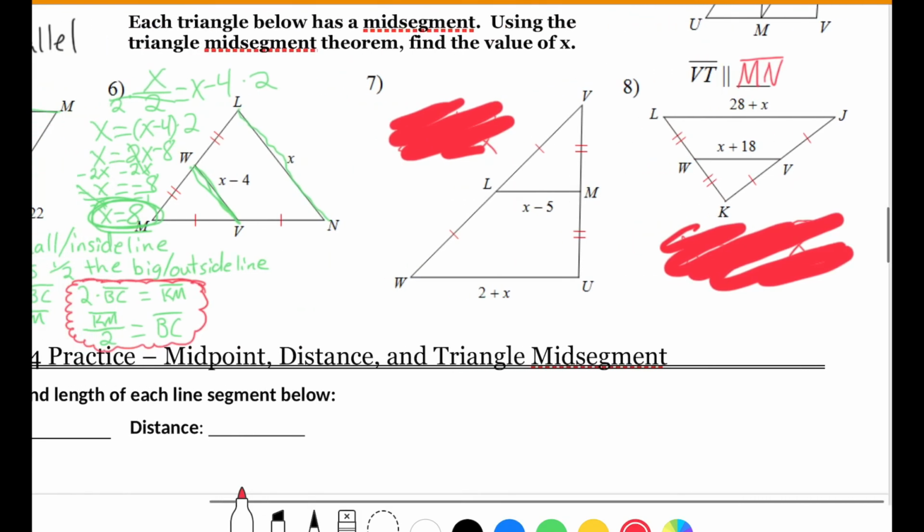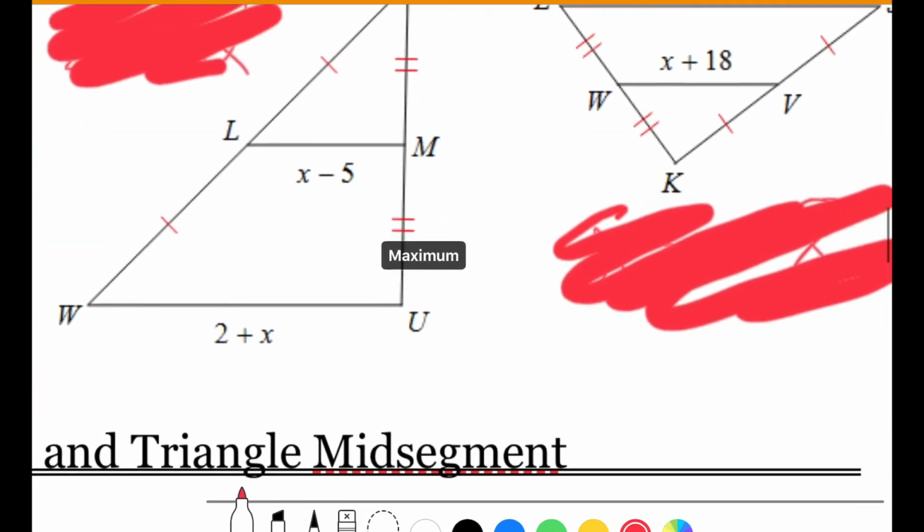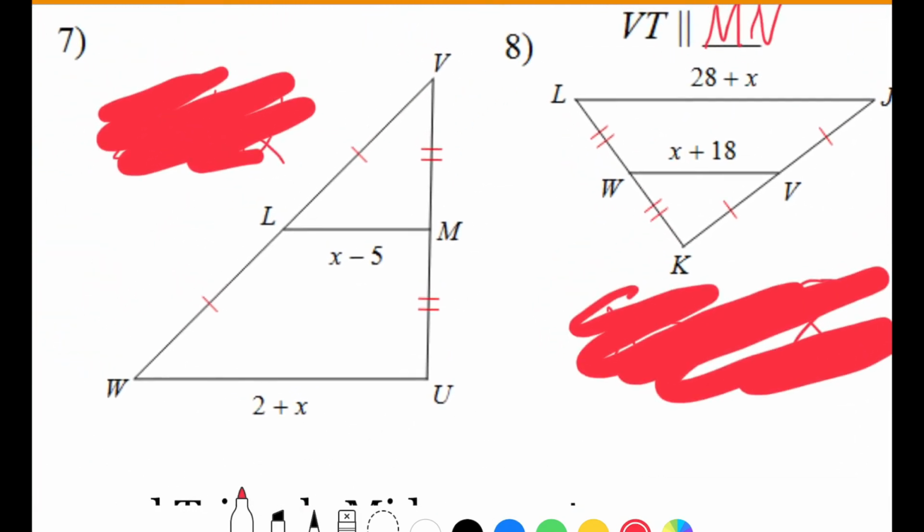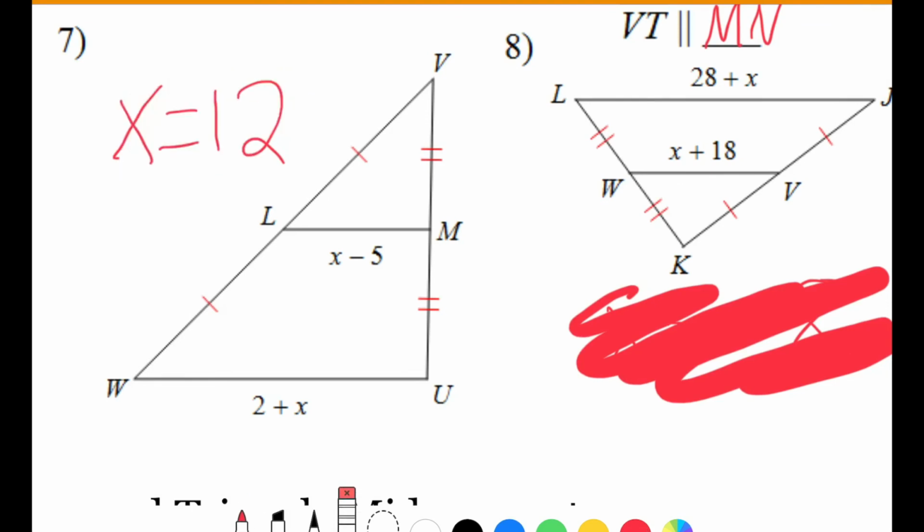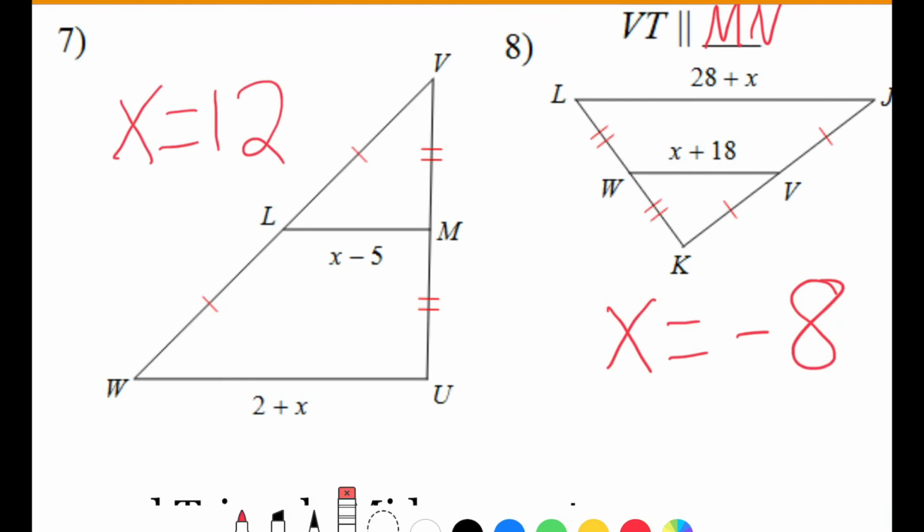All right, let's look at 7 and 8. Well, there it goes. So your answer for 7 should have been 12. The answer for 8 should have been negative 8.